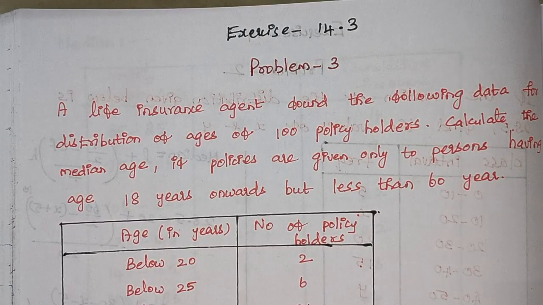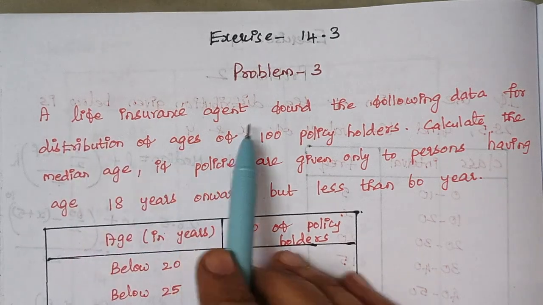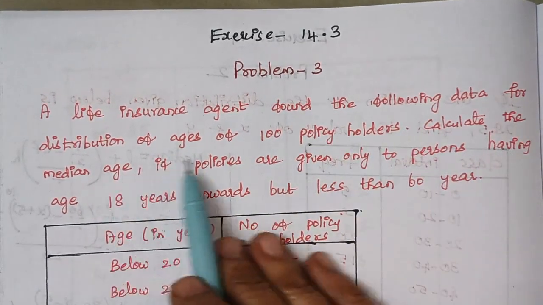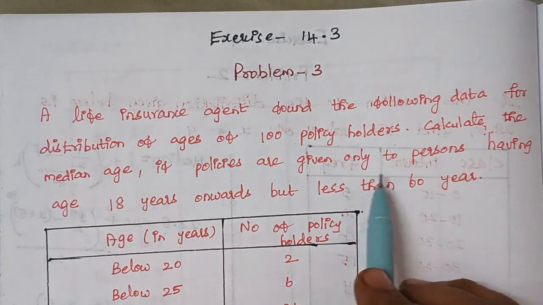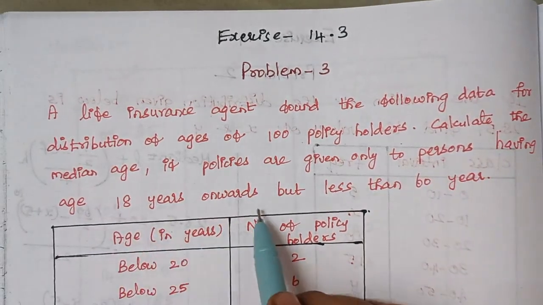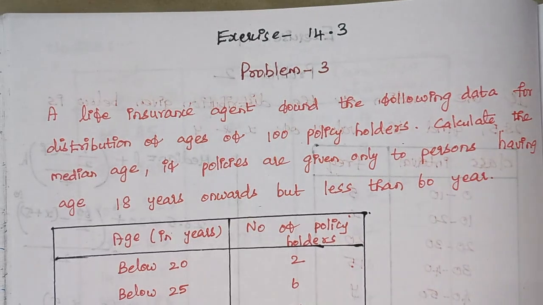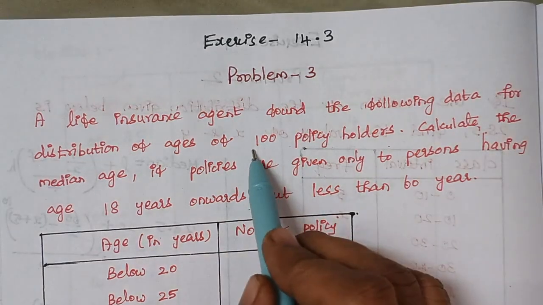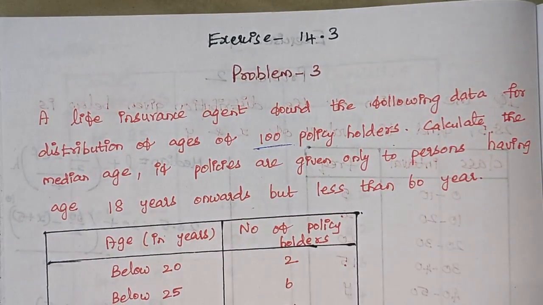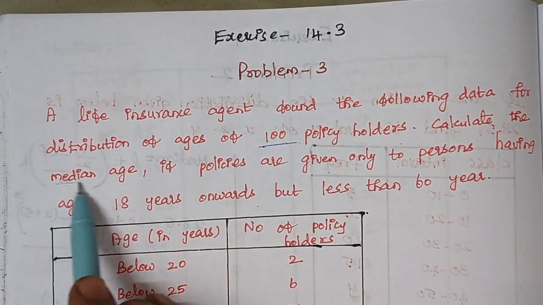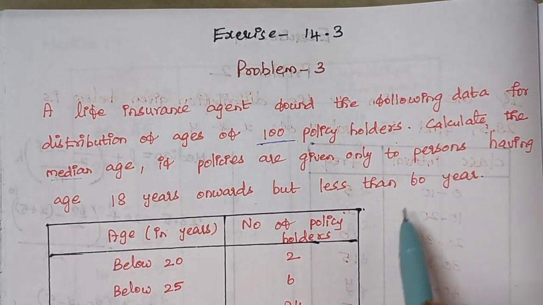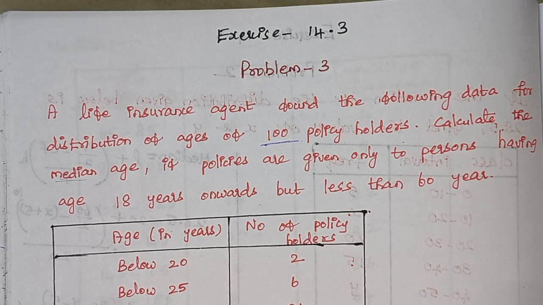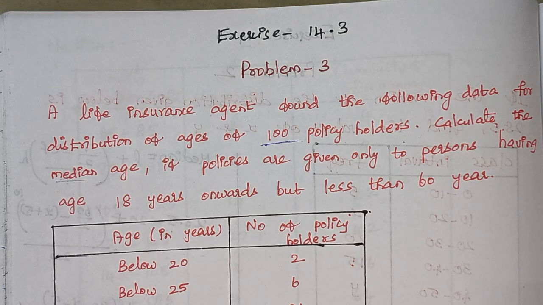So the next problem is problem 3. A life insurance agent found the following data for distribution of ages of 100 policy holders. Calculate the median age if policies are given only to persons having age 18 years onwards but less than 60 years. So what is given to us? Totally there are 100 policy holders. Therefore, the value of n here is 100. We have to calculate the median age if the policies are given only to persons having 18 years onwards but less than 60, because it is the age limit for applying for policies, that is insurance.